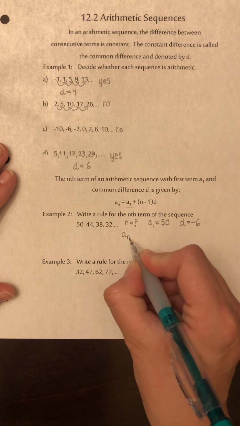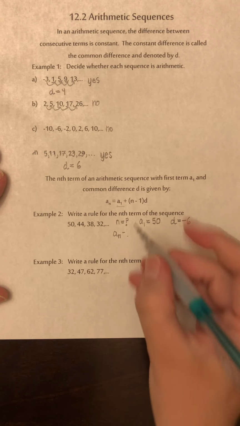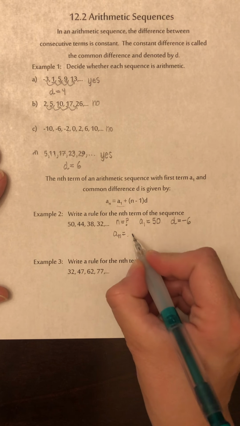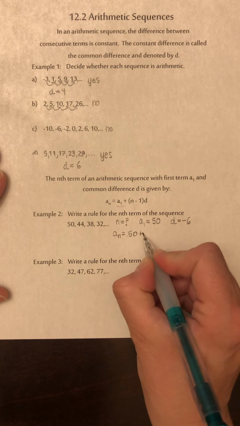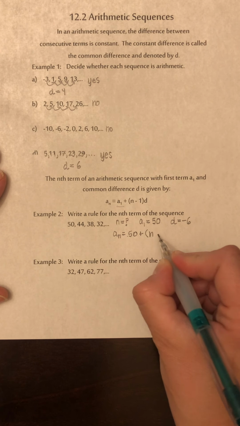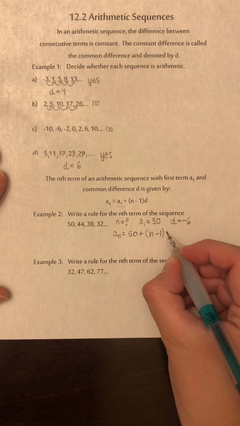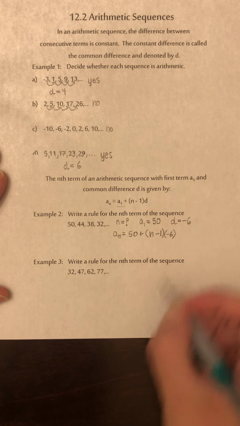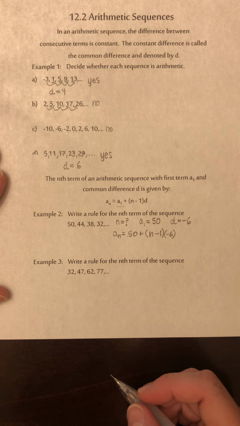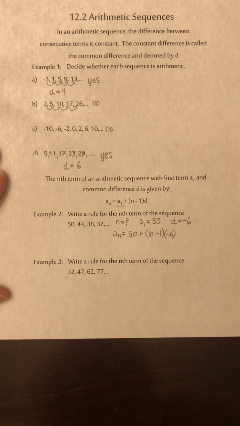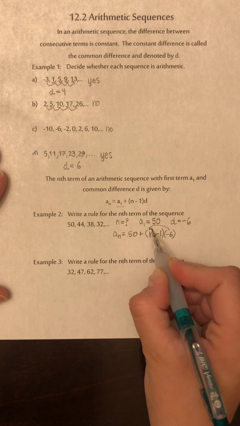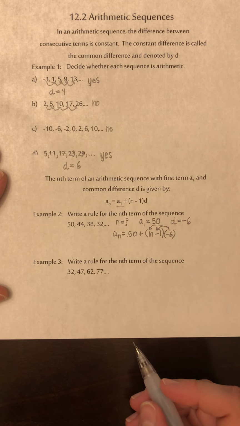So I'm going to plug all of this information right into the formula. In place of a sub 1, I'm going to put 50, and I'm still using the n because we don't know it. And in place of d, I'm going to put a -6. You'll notice that I put parentheses there, or you might put a dot for multiplication, to make sure you know that that is not subtracting by 6, because we're going to have to take that -6 and distribute it to what's inside the parentheses.